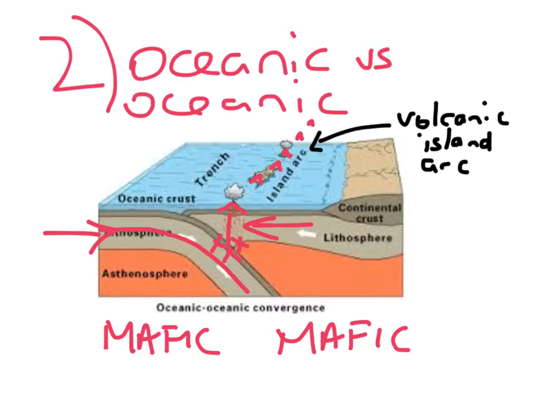Both of them are mafic. Mafic and mafic melting together is only going to give you mafic lava. Mafic lava doesn't have the silica content, and therefore mafic lava flows. These eruptions are quite peaceful, just like the mid-ocean ridge eruptions. A type of rock formed here, just like at mid-ocean ridges, would be basalt or gabbro.